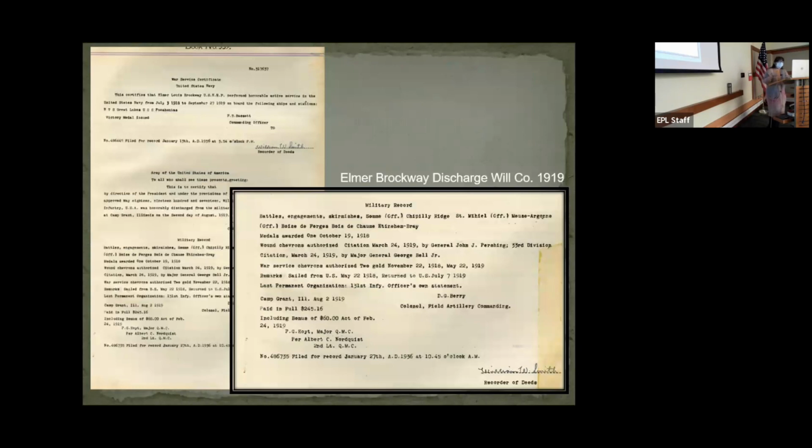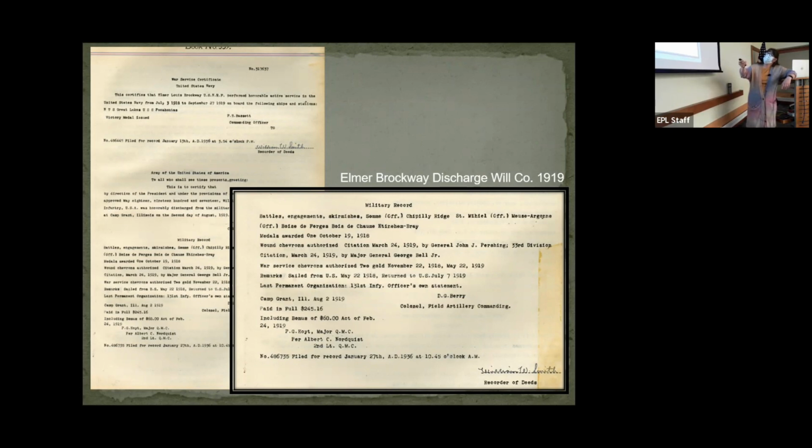A lot of counties will also have enlistment records. And again, those discharge papers, they would put them in dedicated volumes. This is an example, if you can see it, I kind of blew up the pertinent military part of that. I'm going to move over and highlight some things. So this one's from Will County. This one is from the First World War, and it's a discharge paper for Elmer Brockway.